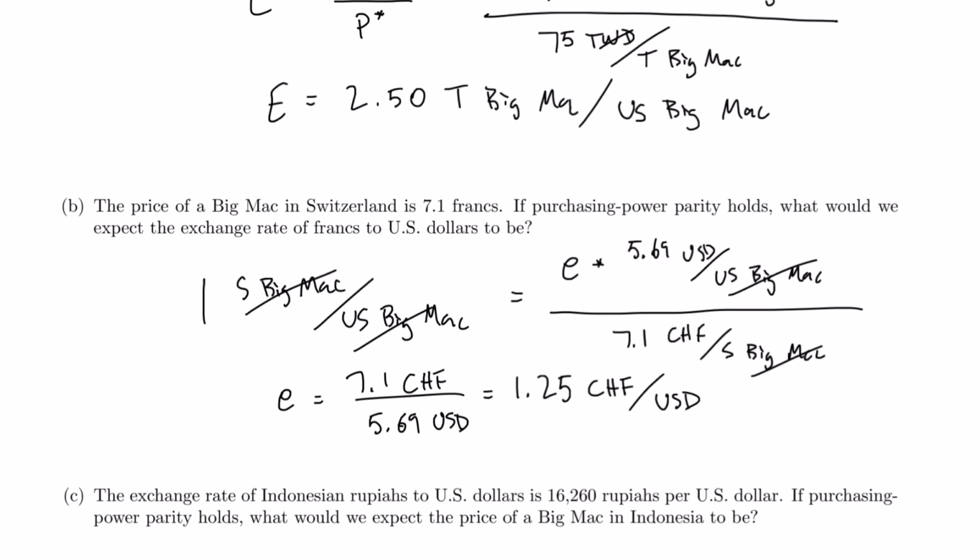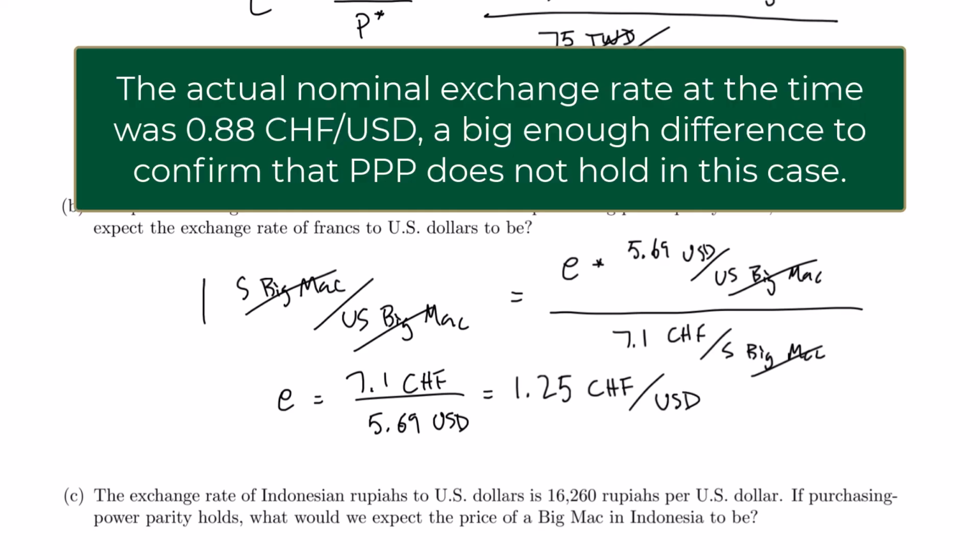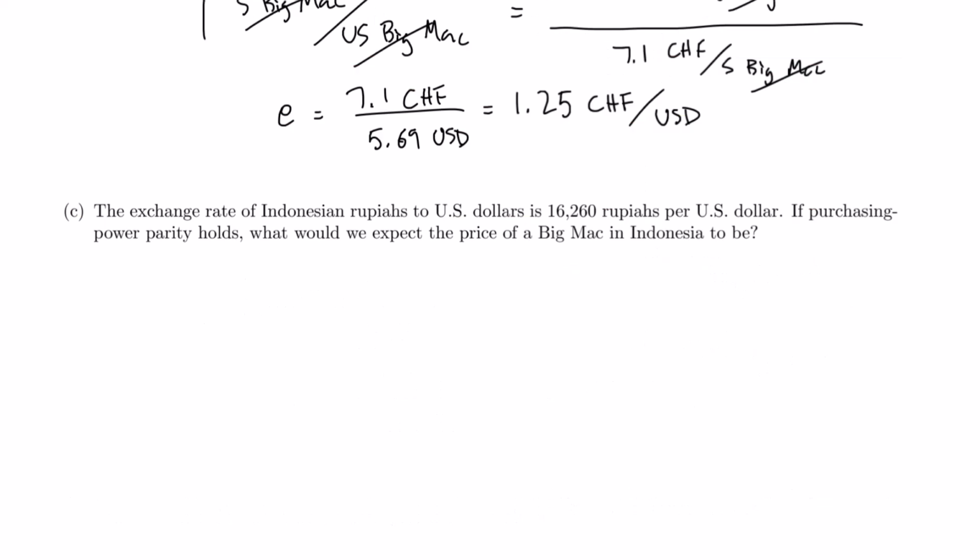Now, is that the actual real-life exchange rate of francs to dollars? No, but this is what it would be if purchasing power parity were true. Now, going all the way down here to the last part, the exchange rate of Indonesian rupiahs to US dollars is 16,260 rupiahs per US dollar. If purchasing power parity holds, what would we expect the price of a Big Mac in Indonesia to be?